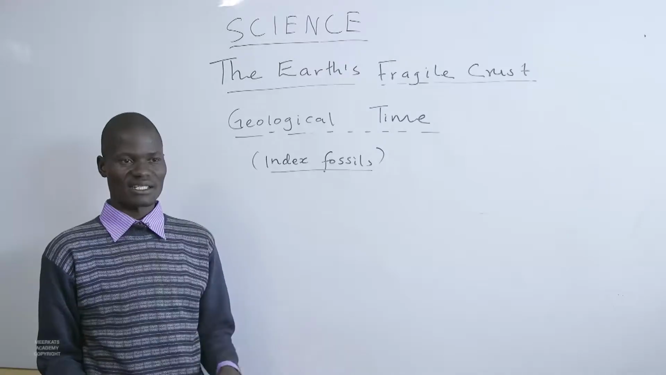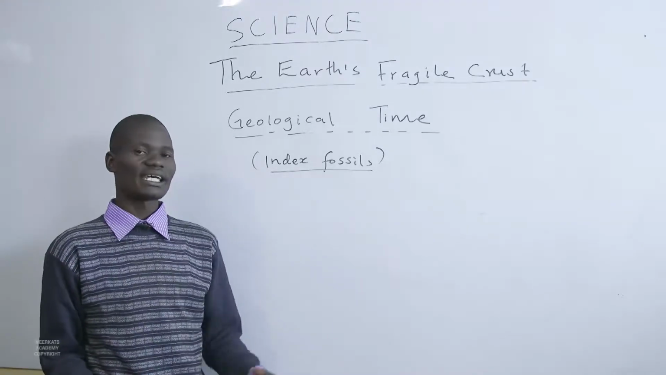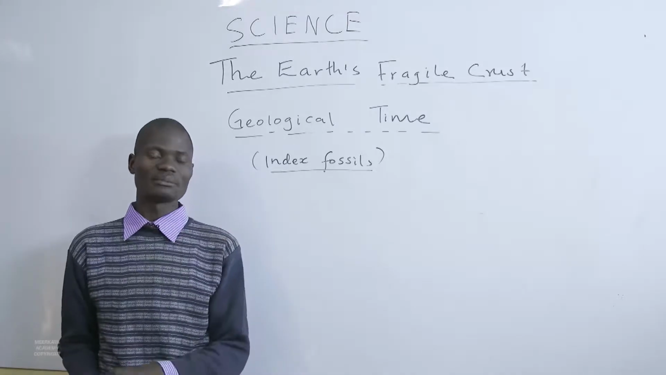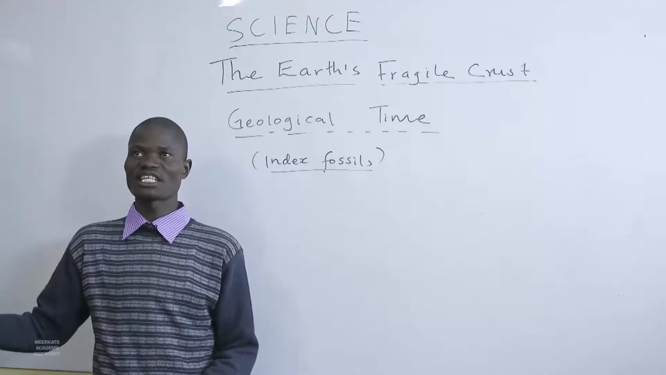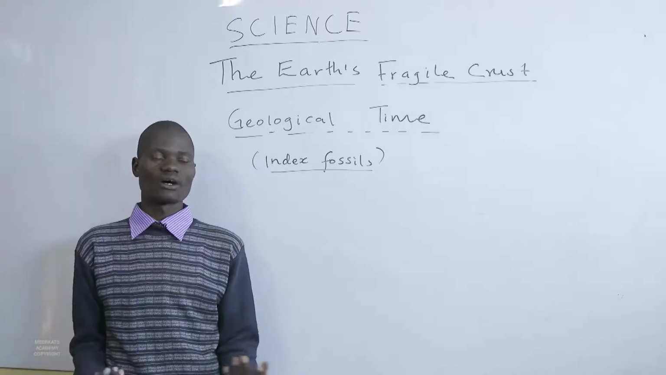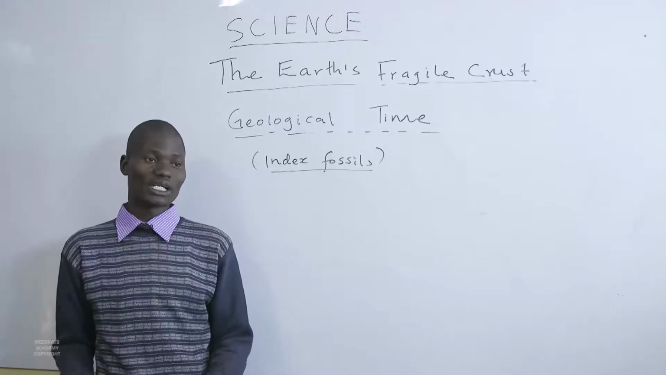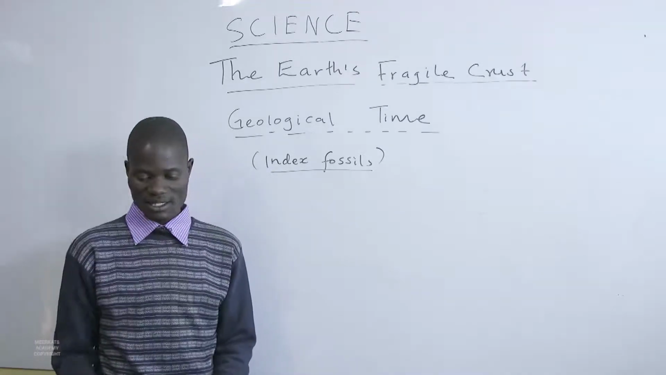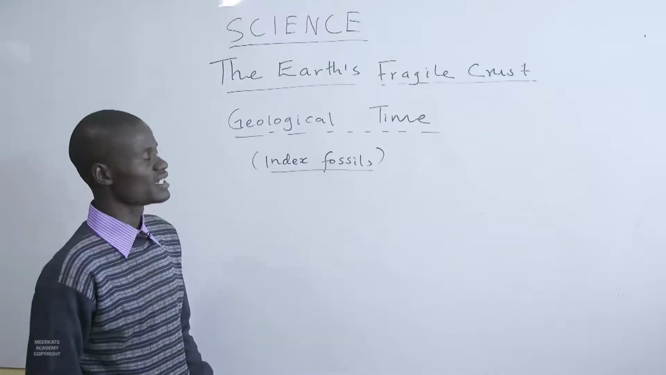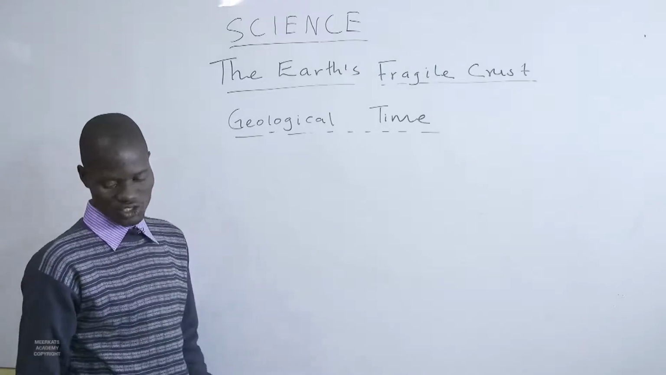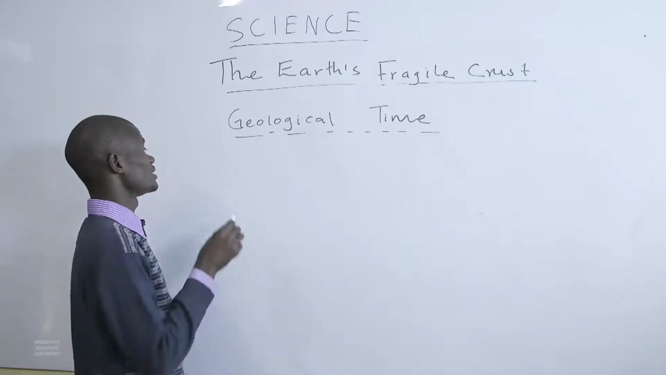We relate the age of a well-known substance to a fossil whose age we have not been able to know, and then we are able to determine it scientifically. That is what we refer to as relative dating. We have another method that is referred to as absolute dating.